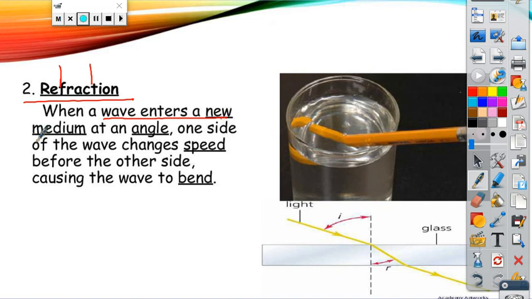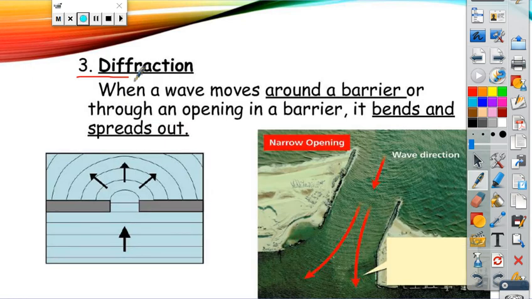So a wave enters a new medium. That just means it enters a new substance like water or air or something like that. At an angle, one side of the wave changes speed. It's either going to speed up or slow down, and then it causes the wave to look bent. So it will bend the wave. So if it comes in at this angle, it hits glass, it's going to bend it a little bit, and then it's going to go back out and change back. So the medium that a wave is in determines what speed that wave can go. And if it's coming in at one speed and then it slows down, it will cause it to look bent just like this.